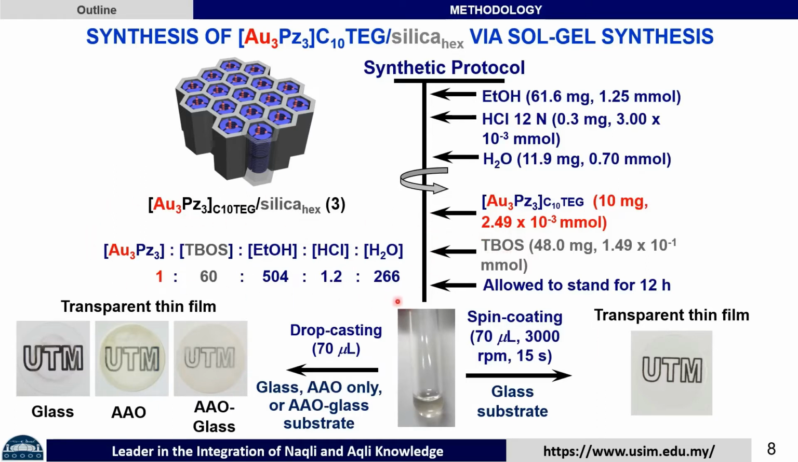Later, the sol-gel solution, as you can see in this figure, will either be spin coated on the glass substrate to give a transparent thin film, or will be drop casted on glass, AAO only, or a combination of both to also give a transparent thin film, as you can see in the figure here.